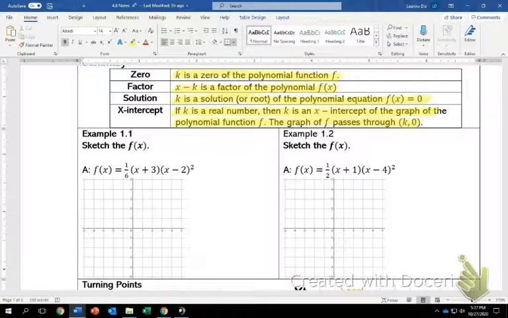So in particular, the zero, the solution, and the x-intercept, that's something that at the very beginning, I think it was in like chapter 2 or 3, I said these 4 words all mean the same thing, and then I also included the word root for the 4th word.